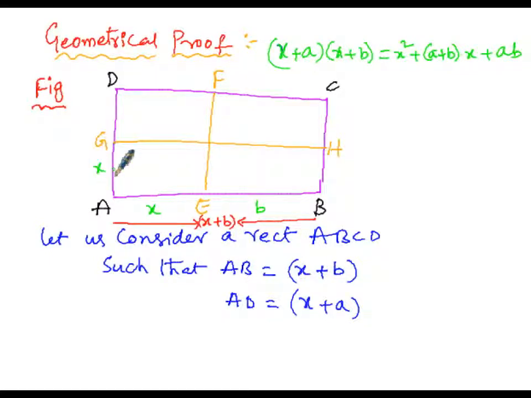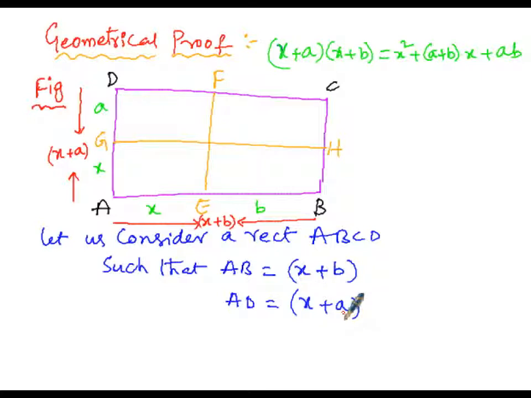and GD as a, so that the entire length, that is the breadth of the rectangle, will be x plus a. AG plus GD gives us x plus a. So according to the assumption, AD length is x plus a.